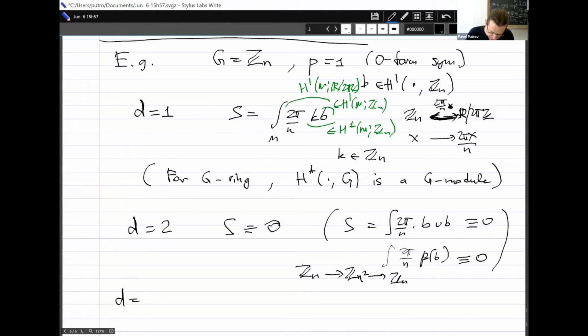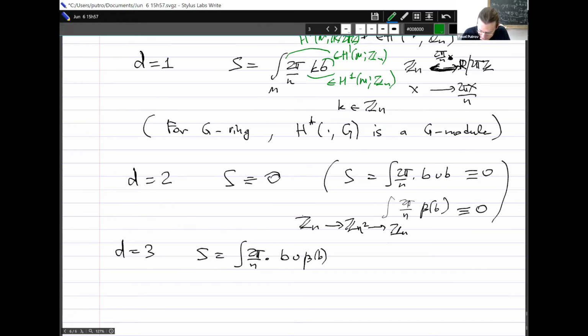For d equals 3, we can again have something non-trivial. S is the integral of 2 pi over n. Again, this is just the coefficients, just to go from Zn to R divided by 2 pi Z. And then we consider b cup Bockstein of b, which is an element in H3.